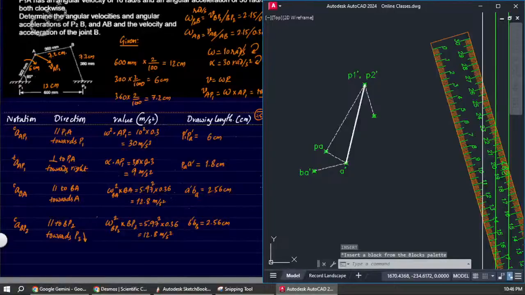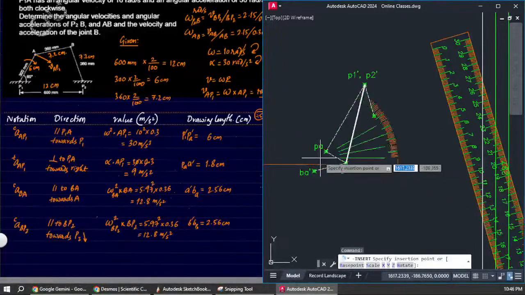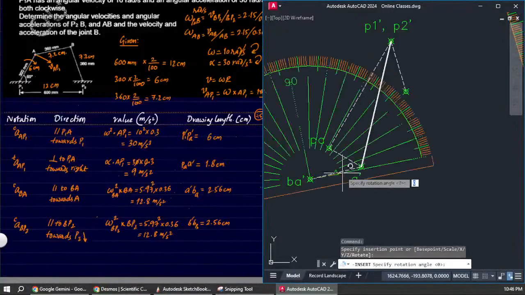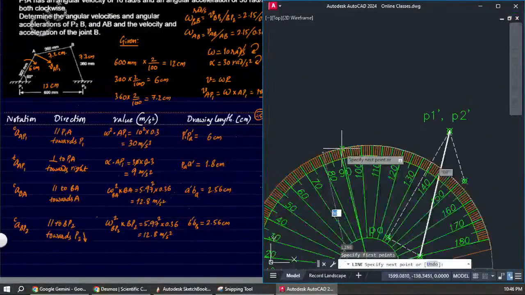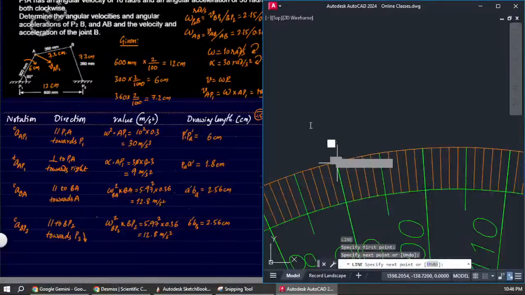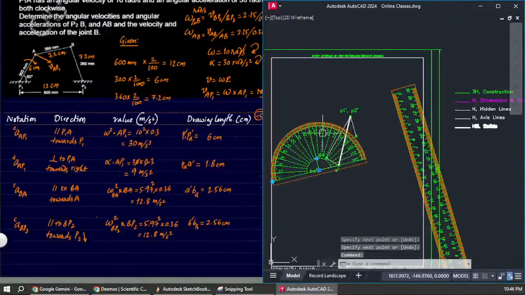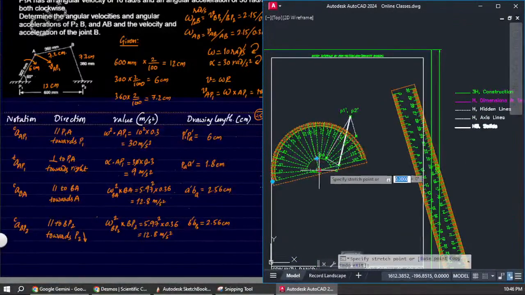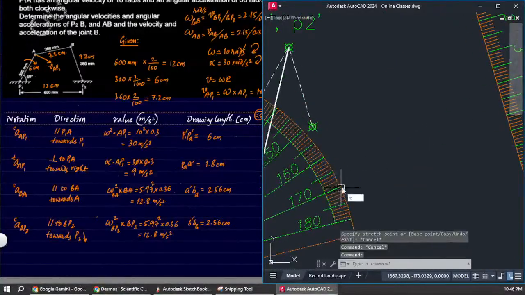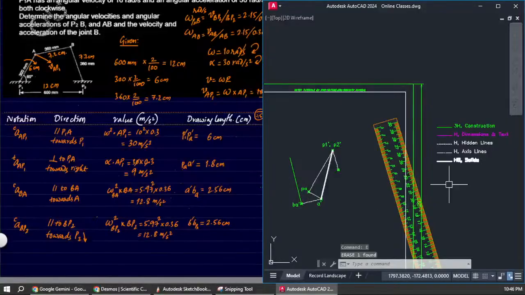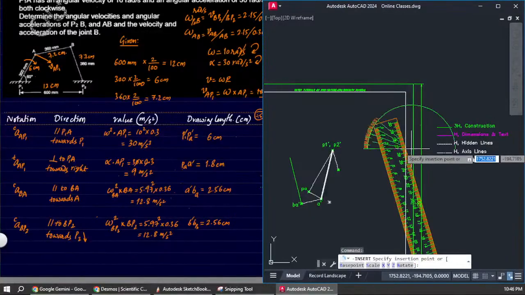Perpendicular to this. Okay, like this. And then we will also have to draw perpendicular to this. Yeah, so this perpendicular we got it. Then we will need also to draw perpendicular.